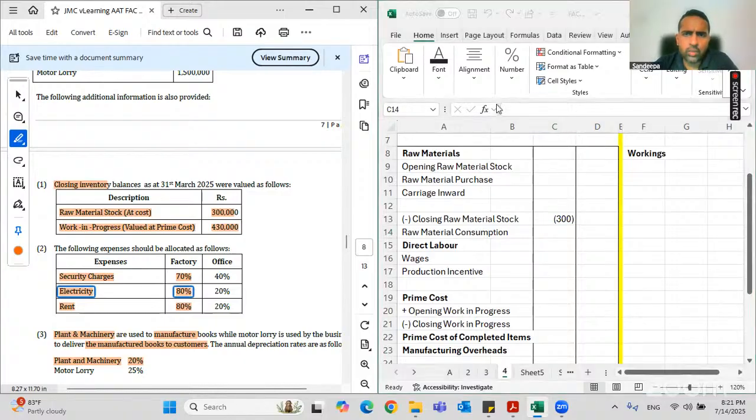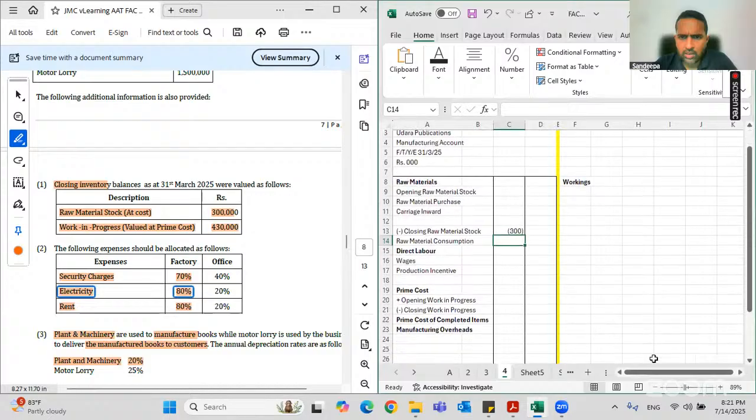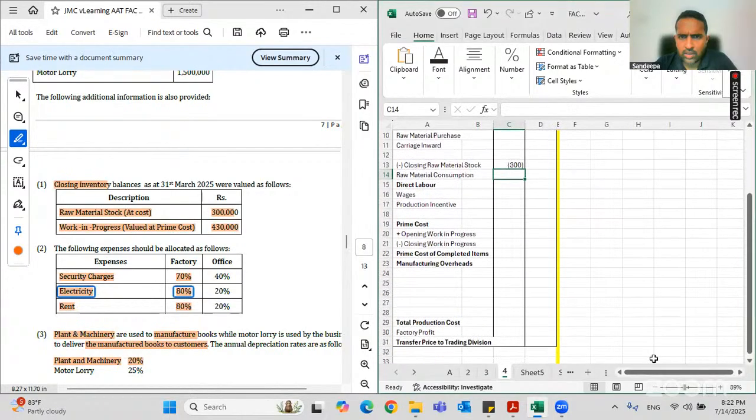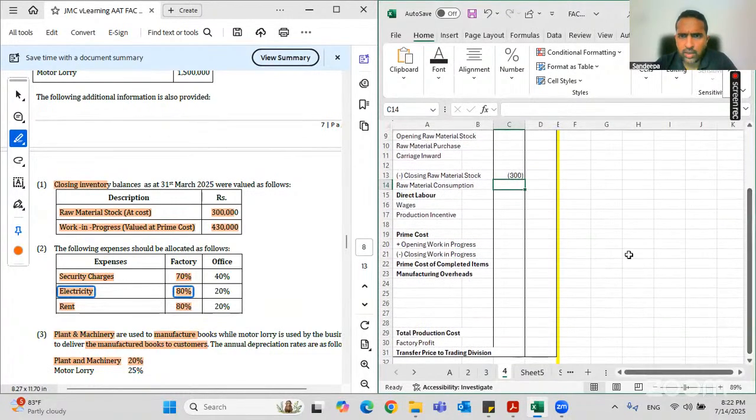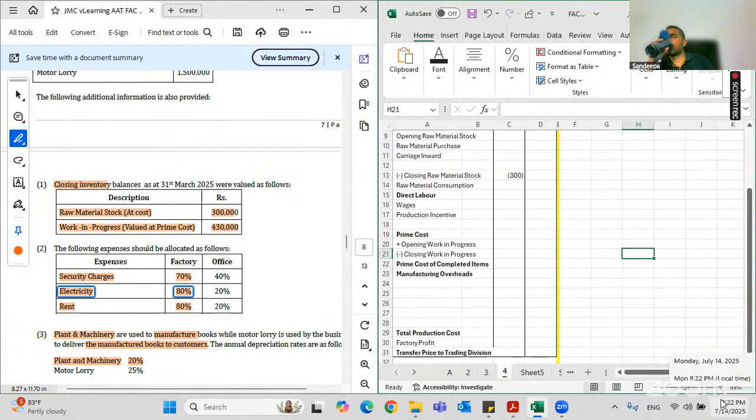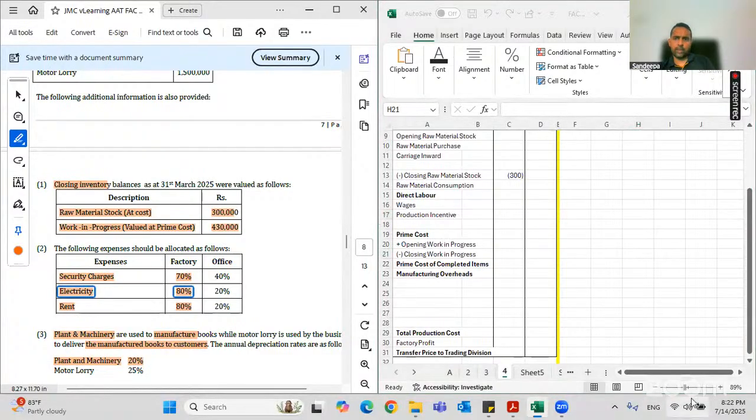Sir, can you make the format big? Something like this, maybe. Right. Take a screenshot. Done. Is it okay now? Okay. Right.